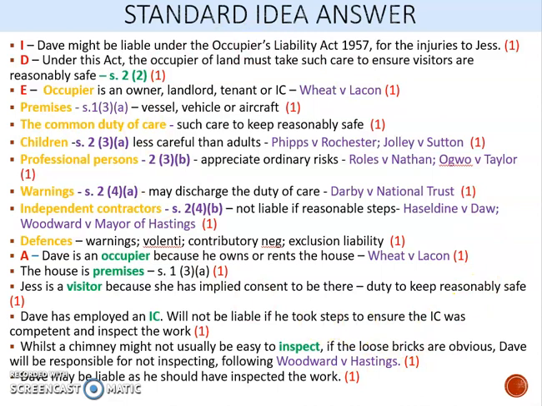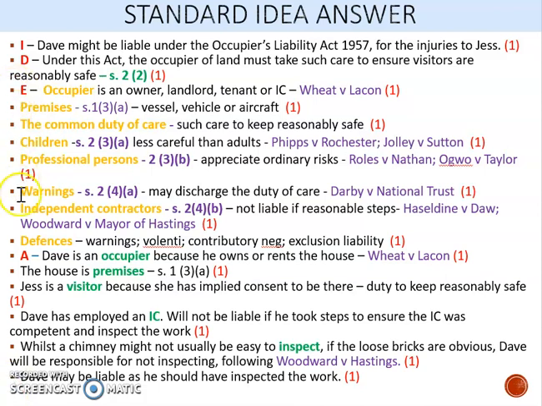So I've identified Dave might be liable under the 57 Act for the injuries to Jess. I've defined that they must take care to ensure visitors are reasonably safe because Jess is an implied visitor. She's lawfully allowed to be there. And then I've explained the law. So I've explained an occupier, premises, etc. You'll notice I've included sections of the 57 Act. I've included cases. Mine is bullet points, but of course in your answer you're going to be writing in lovely full sentences. So I've identified, defined, explained, and then I apply it back.